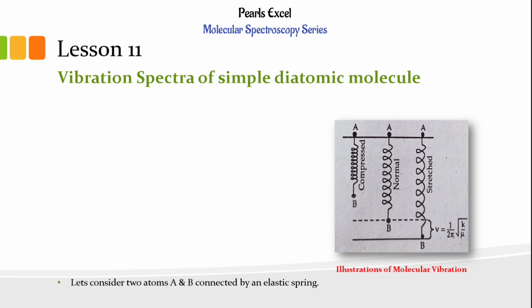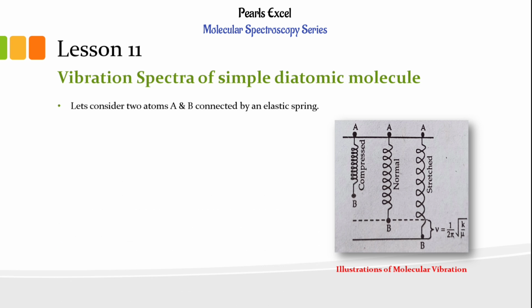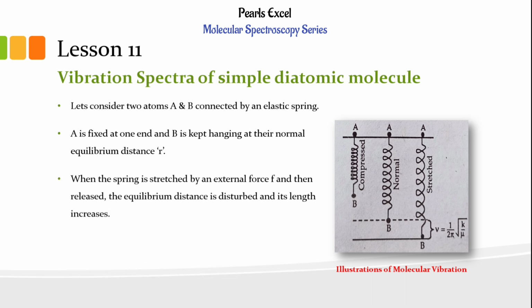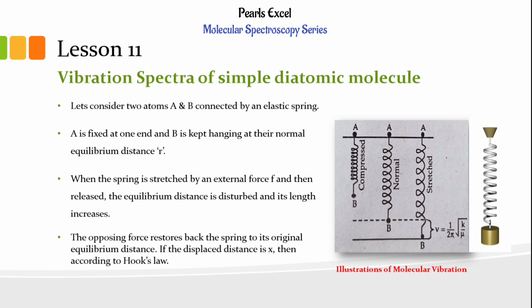So let's consider two atoms A and B connected by an elastic spring. A is fixed at one end and B is kept hanging at their normal equilibrium distance r. When the spring is stretched by an external force F and then released, the equilibrium distance is disturbed and its length increases. You can see clearly in the video how the spring will get stretched and compressed. Understanding this phenomenon is very important for this derivation. The opposing force restores the spring to its original equilibrium distance.